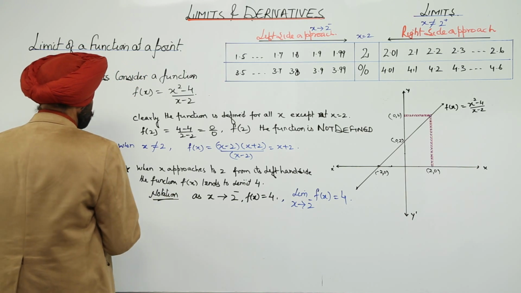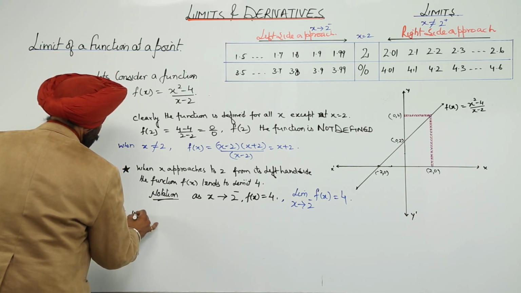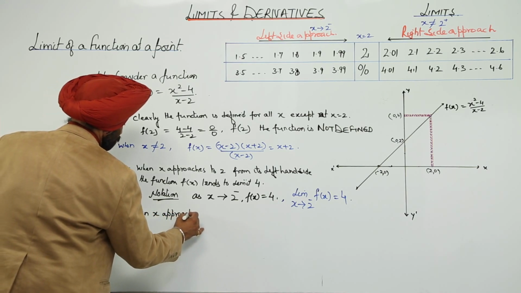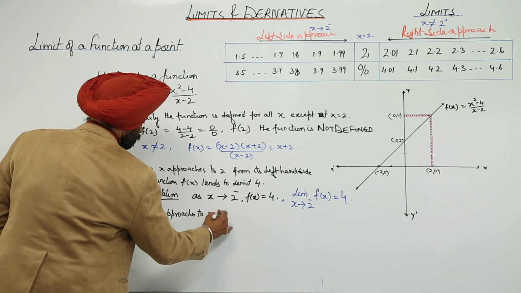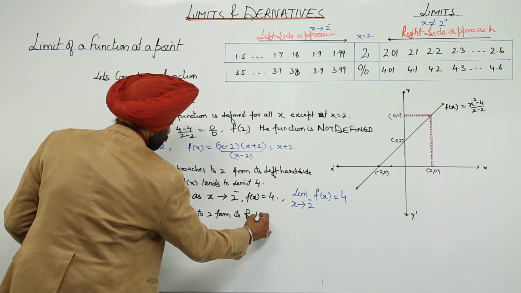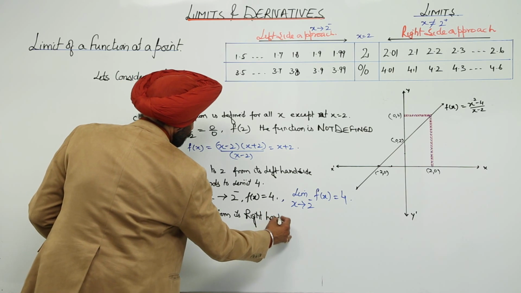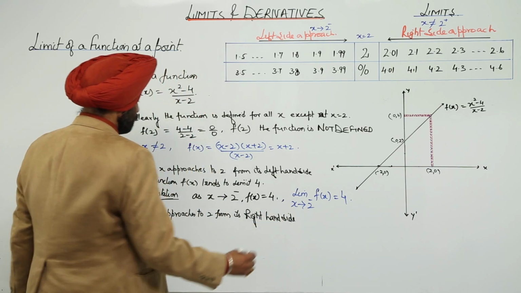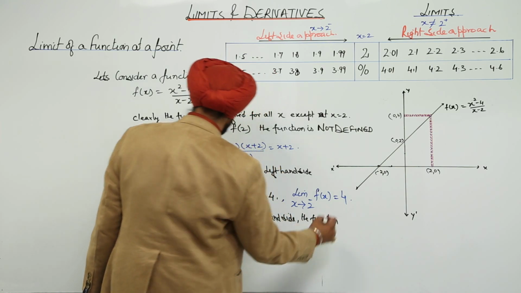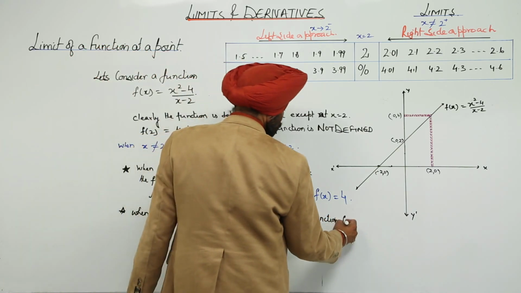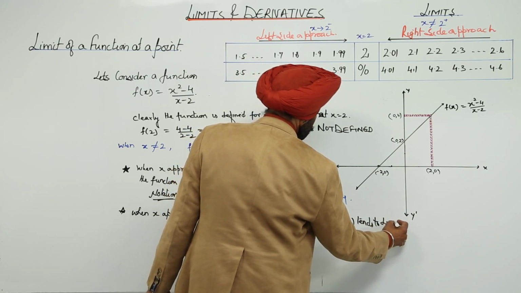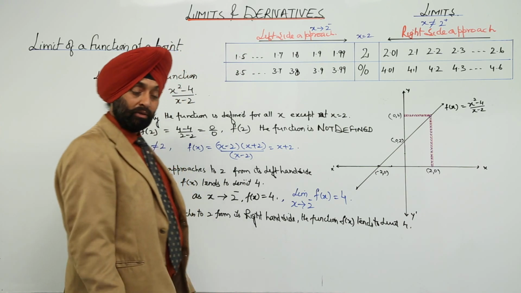Now, when x approaches 2 from its right hand side, the function f(x) tends to limit 4. Again it tends to limit 4.